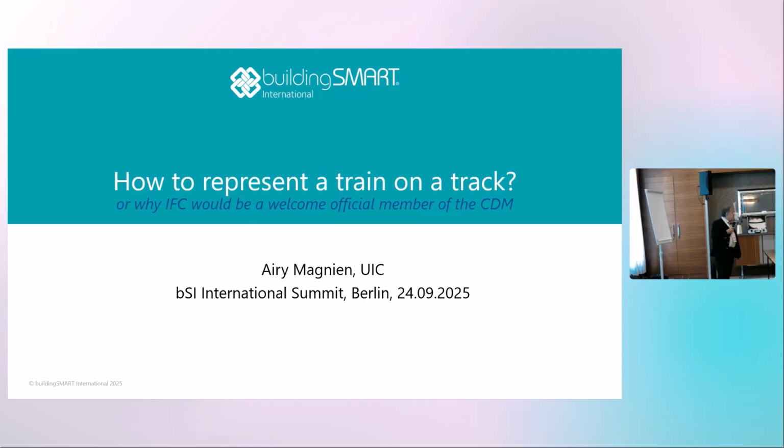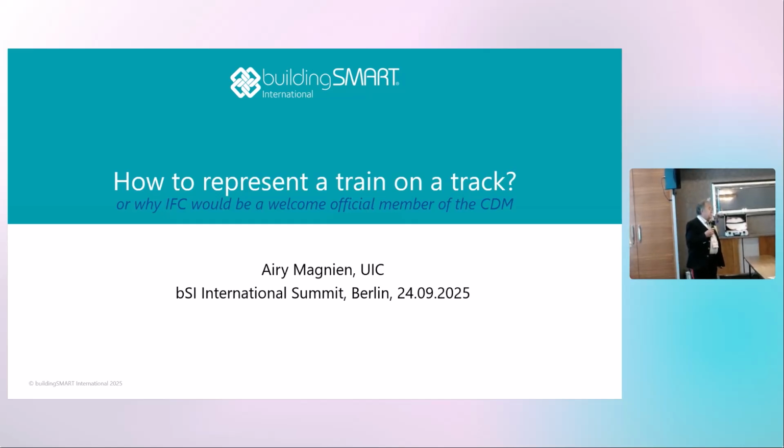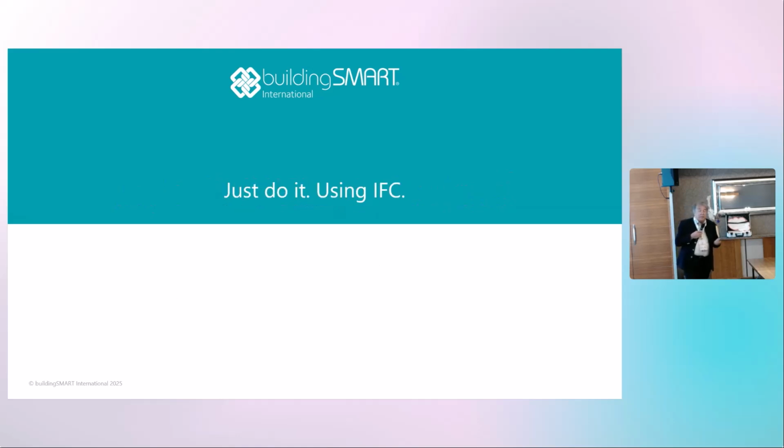So the title is quite down to earth: how to represent a train on a track. And I had to do that in the course of a research project. So, starting very simple. I'm not working in an industrial environment, although of course I have been working in industrial environments most of the time in my career and still think how to make that useful for an industrial environment. So the short answer is just do it using IFC.